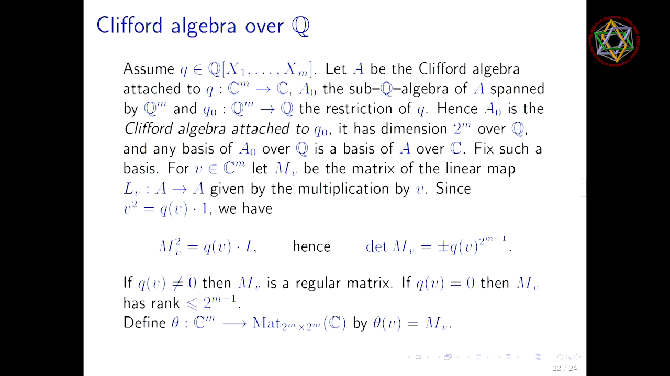If Q(v) is different from 0, then M_v is a regular matrix. But the main point is that if Q(v) is equal to 0, then M_v has a rank which is less than 2^(m-1). This is the property of Clifford algebra that we use. In principle, we can say that the rank is less than 2^m strictly, but it is less than 2^(m-1). And so we have a map from C^m to the set of matrices, which maps an element v to this matrix M_v, which is the multiplication by v.